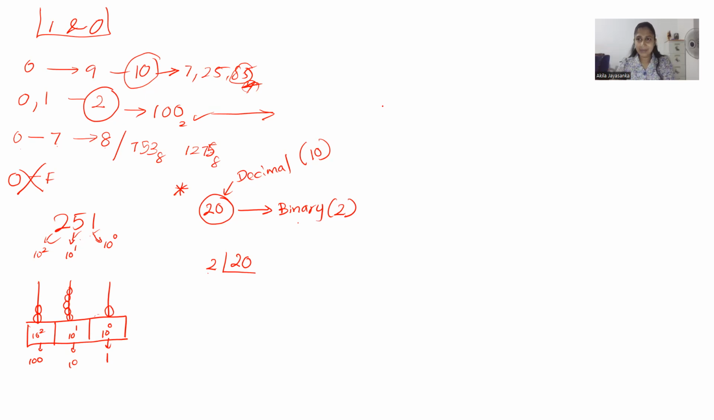But when it comes to the computer system, we are going to do the calculation downwards, right? Dividing process. 10. Let's see. 2 we can represent by using 1.